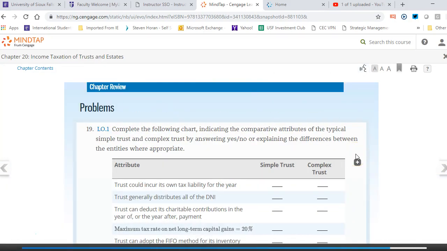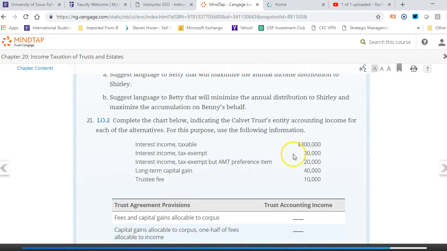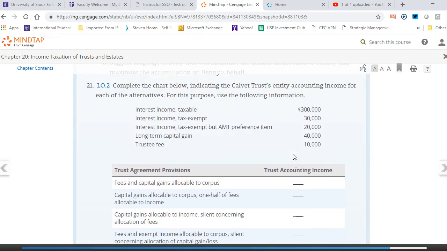Okay, that leads us to a couple more. So that was the computational exercises, but we'll do a couple more. I'm going to skip down to question 21, which is the next one. You can see here it says, complete the chart below, indicate Calvet Trust entity accounting income for each of the alternatives. For this purpose, use the following information.